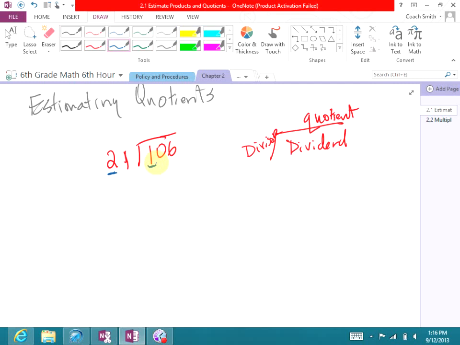20. It's rounded to 20. The reason is, think of it naturally, logically: is 21 closer to 20, or is 21 closer to 30? 20, so that's why it's 20.